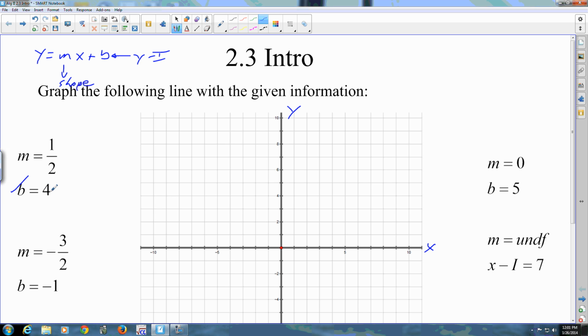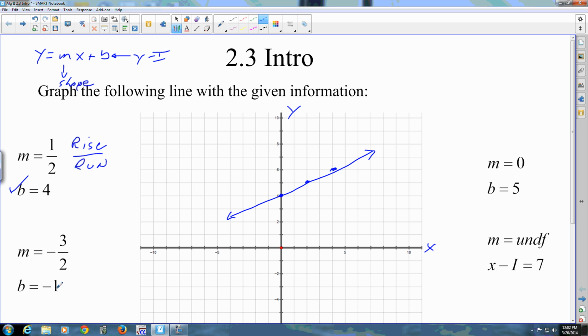Start by graphing the y-intercept. So the y-intercept is 4, so you go up to 4 and you put a dot. From there you do your slope. And remember, slope is rise over run. So from there you're going to rise 1, run 2. Rise 1, run 2. And that's going to make your line.